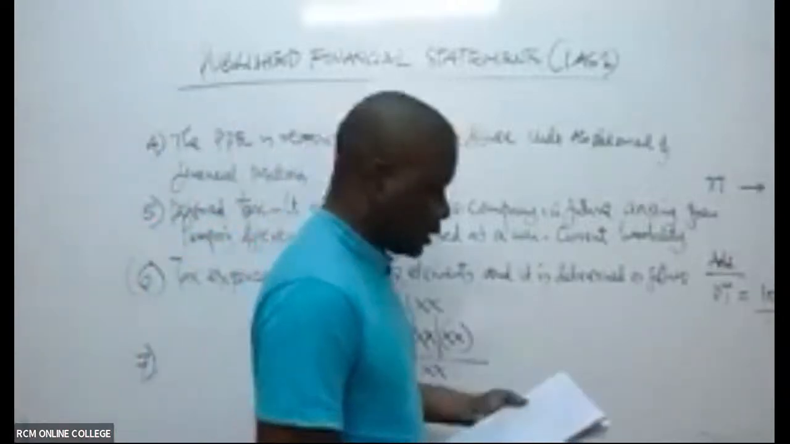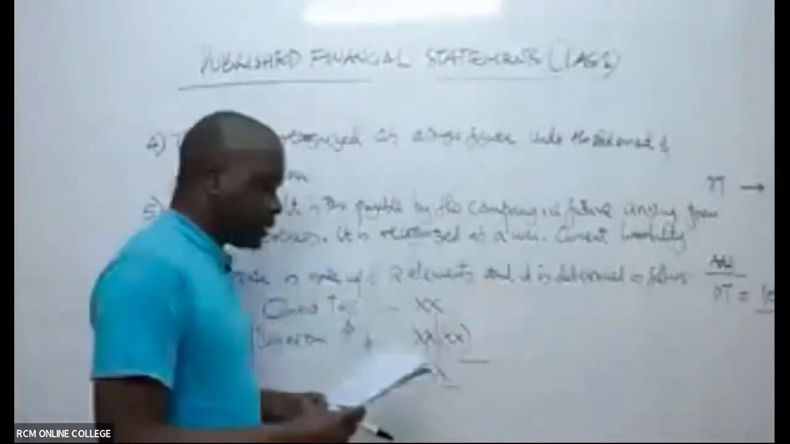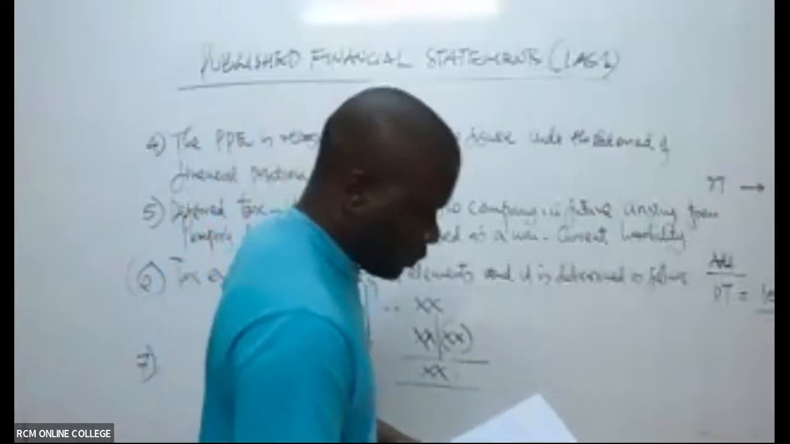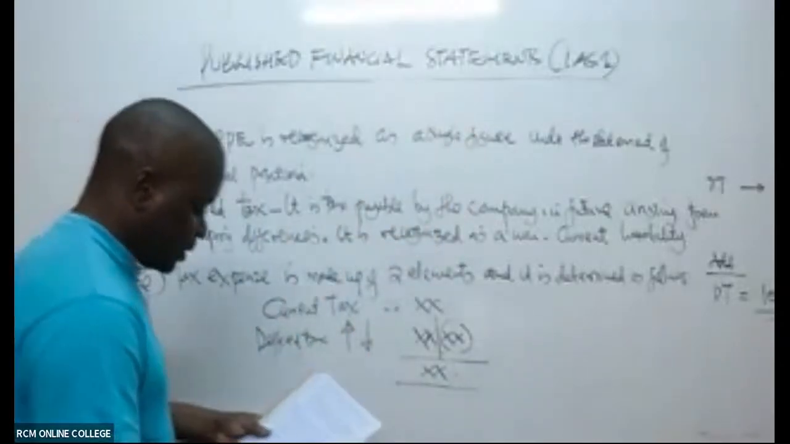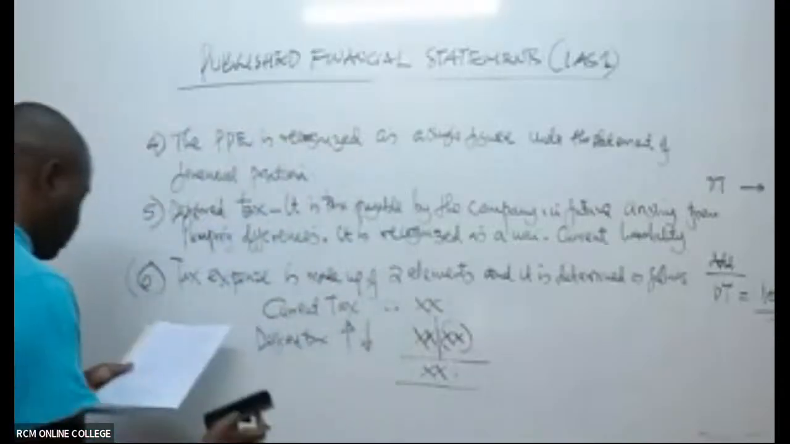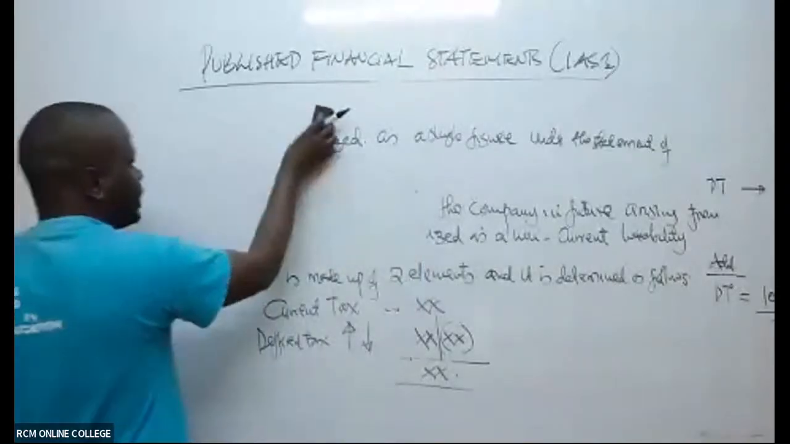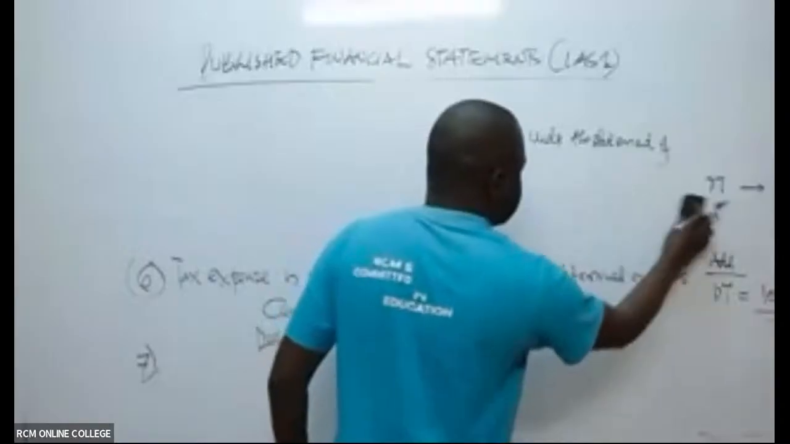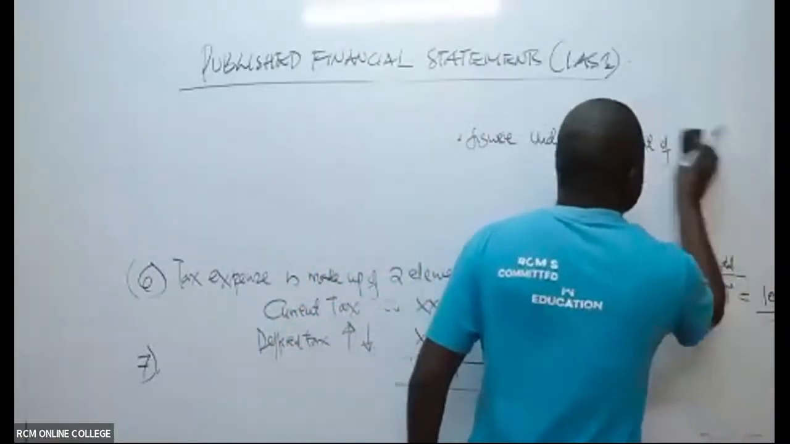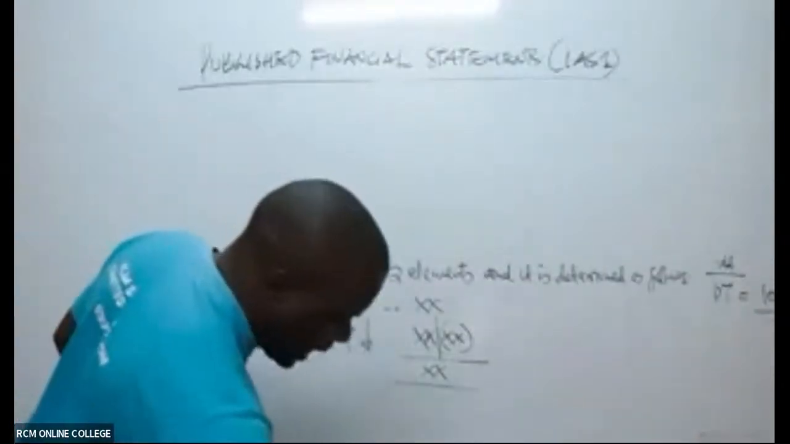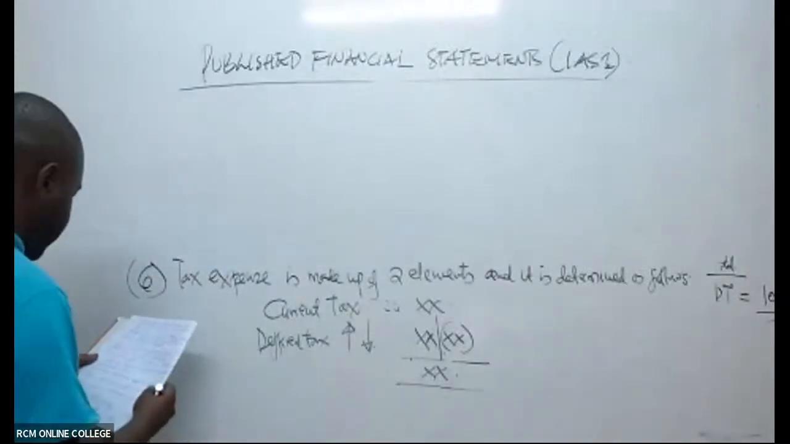Then another item that is of so much importance: the components of comprehensive income will include other comprehensive income. We have what we call other comprehensive incomes. So other incomes apart from revenue will be recognized as other comprehensive incomes.